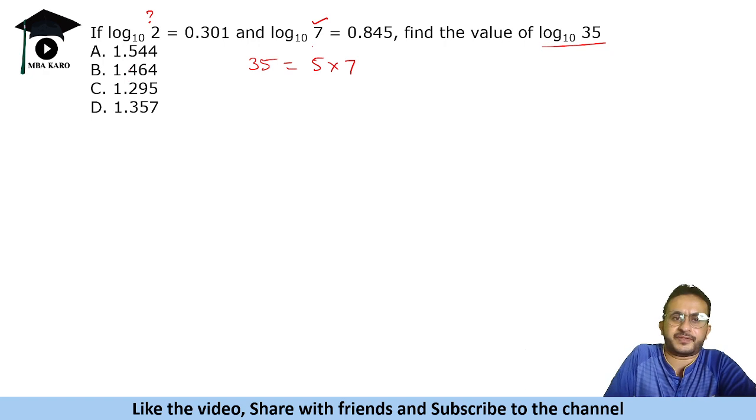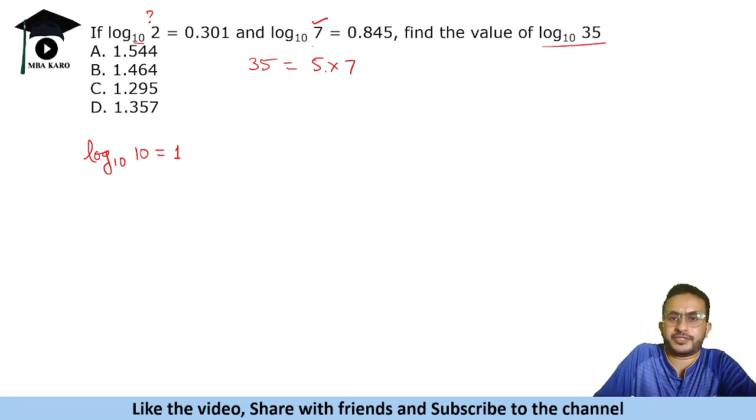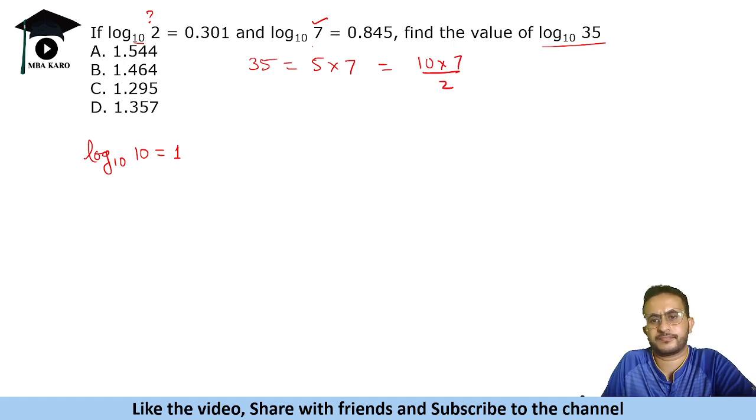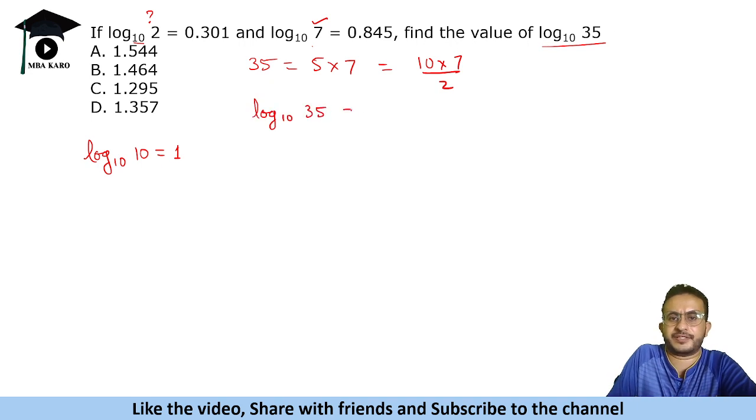Now see this, when we have base 10, so log₁₀ 10 will be 1. So think this way, that we can find the value of log₁₀ 10, that is 1. We can find the value of log 2, we can find the value of log 7. Now, instead of this, if I say that it is 10 into 7 by 2, 10 into 7 by 2 is 35. So can I say that log₁₀ 35 is equal to log₁₀ of 10 into 7 by 2.